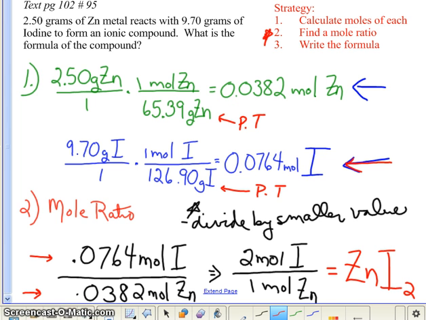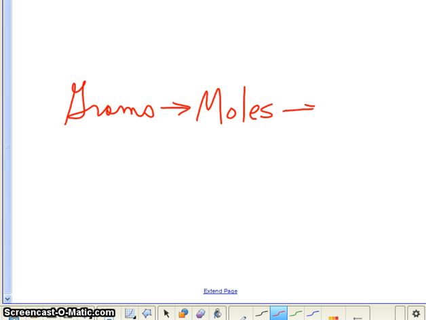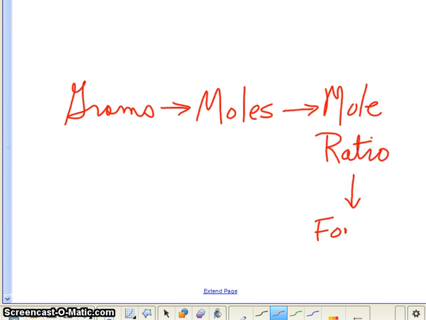Okay? So one method, as this points out, we start with grams. Let me summarize that. We started with grams. We went to moles using the periodic table. Then we calculated a mole ratio. And then we wrote the formula. The formula that we actually wrote would be called the empirical formula, the simplest ratio. And that's what we're working on right now, the empirical formula.